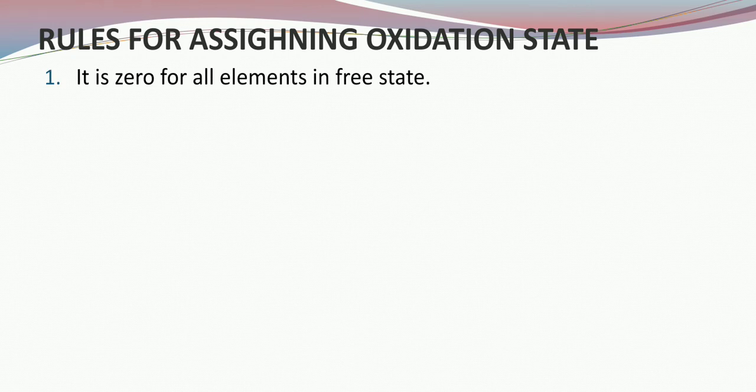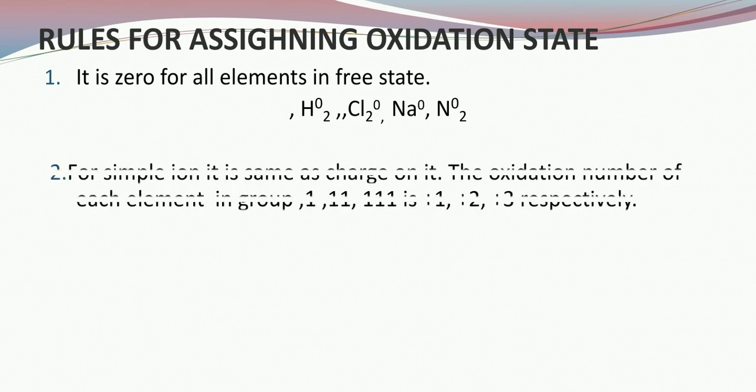Number 1, it is 0 for all elements in free state. If the elements are in free state, like hydrogen molecule, chlorine molecule, sodium and nitrogen molecule, then their oxidation state is 0. Hydrogen, chlorine and nitrogen molecules exist in nature as gases, so they are considered as elements, and in elemental form their oxidation state is 0.